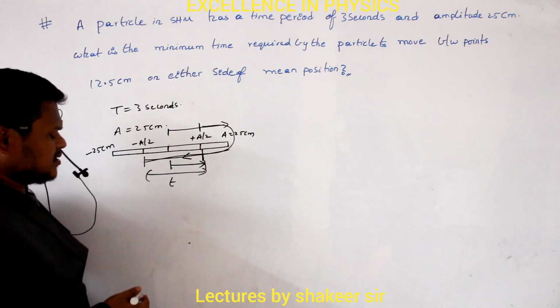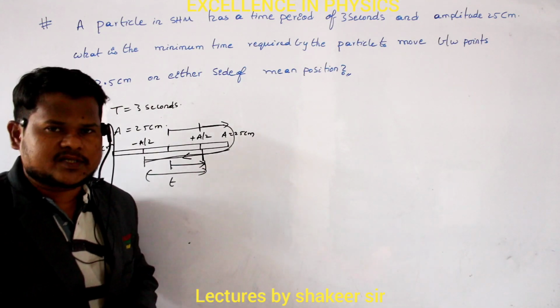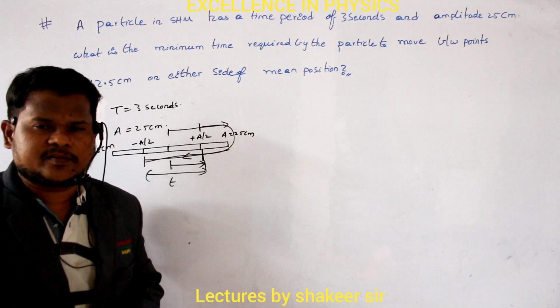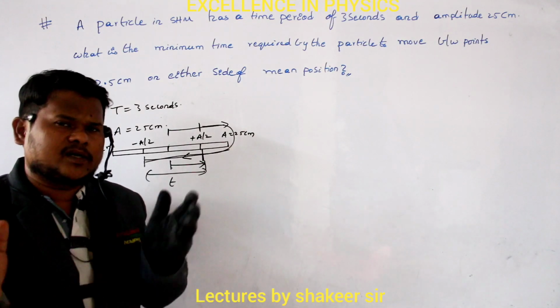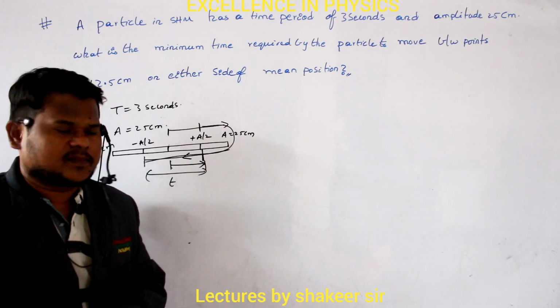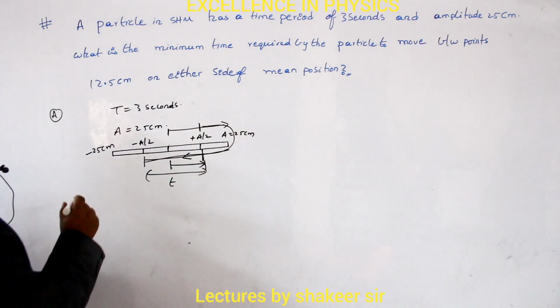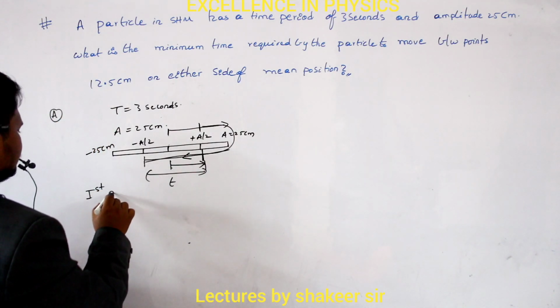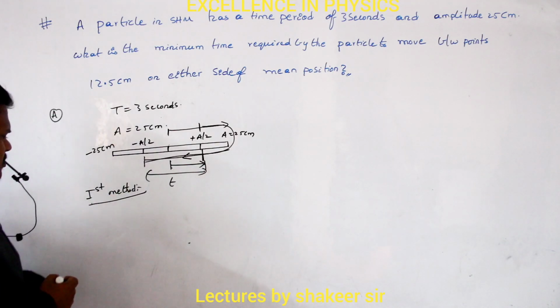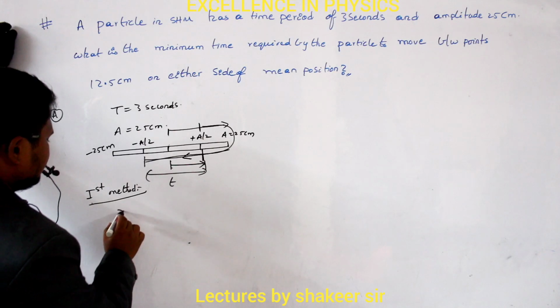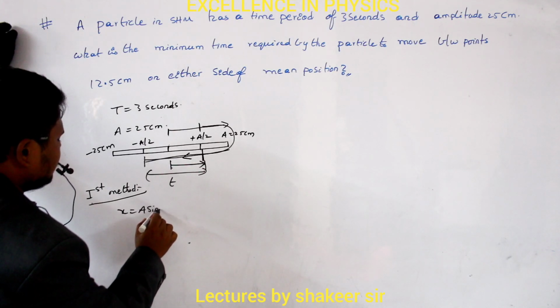Because already we have studied that for a particle starting from the mean position and going towards the positive extremity, we already have the relation x is equal to A sin omega t. No need of considering the initial phase constant. Clear? So in that method I want to do this. So this is our first method of doing the problem. Are you able to understand? So therefore, what can I write? I can write x is equal to A sin omega t.